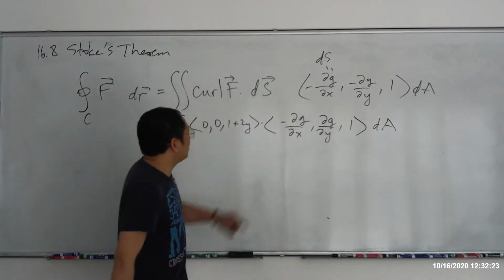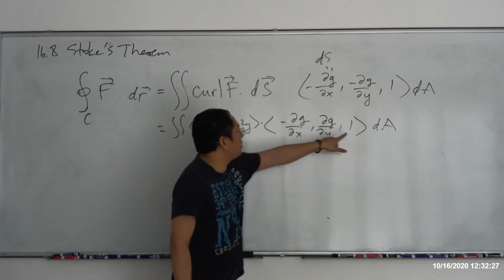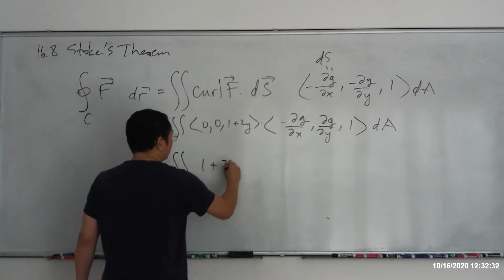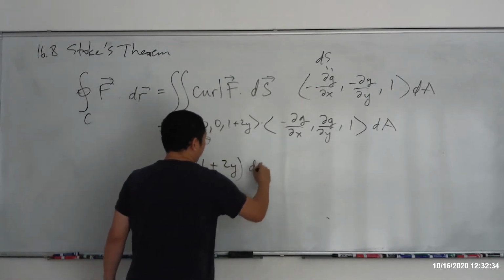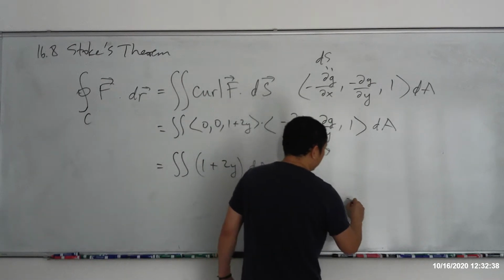So how you dot the two vectors: 0 times this is 0, 0 times this is 0, and then 1 plus 2y times 1 is 1 plus 2y. So this is the double integral of 1 plus 2y, and then dA. dA is supposed to be dx dy, right? But I just erased it, so I have to draw it again.